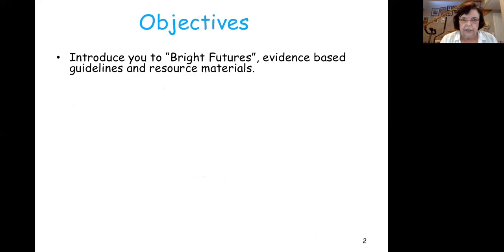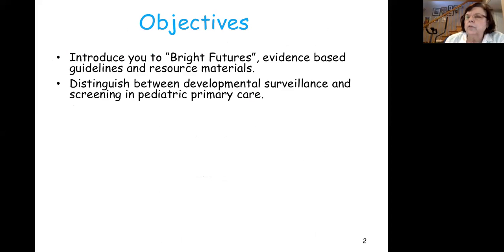So the objectives for today really are to introduce you to Bright Futures, which is an evidence-based guidelines and research source material area that you will maybe find of interest if you haven't already been exposed to it. And I don't know the specifics of all the pediatric content that you have, so while I'm talking, don't hesitate to mention if you've had some of the content already, and then we can go over it even more quickly.